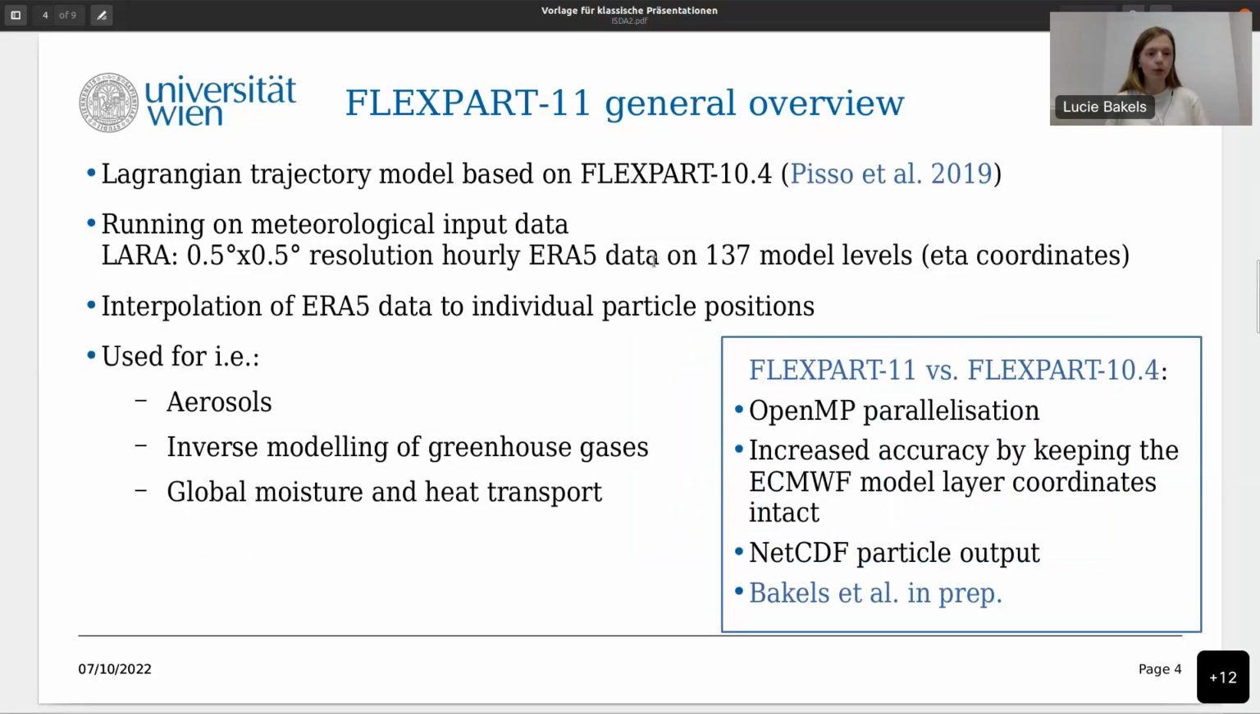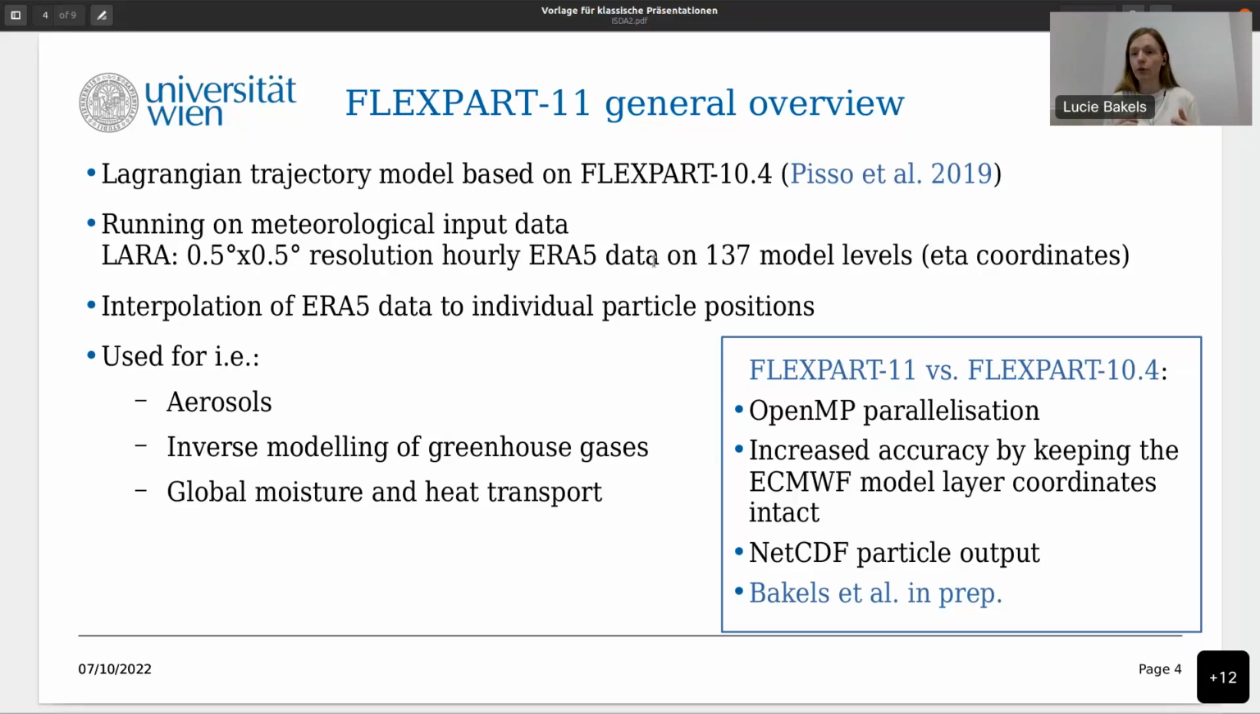Next. The model we use to do this translation is called FLEXPART. We use the newest version, which is FLEXPART 11, which we are working on publishing in the near future. FLEXPART uses the meteorological data to compute the trajectories of air parcels and then interpolates important properties of the Eulerian dataset to the positions of these parcels. It also includes a parameterization of turbulence and convection.